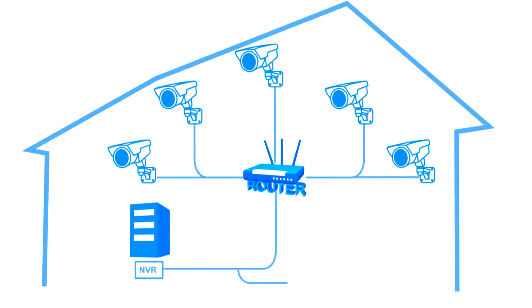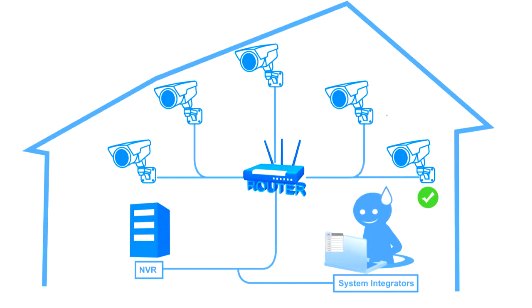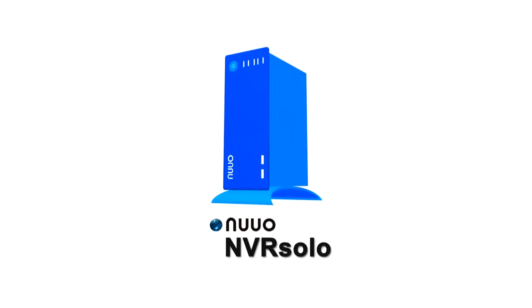If a router is present, it can help assign IP addresses. However, adding cameras to the NVR can still be highly time-consuming. So, the question is, why can't you just use a single mouse click and have the software set up everything for you? It is time to deploy NUUO NVRsolo.